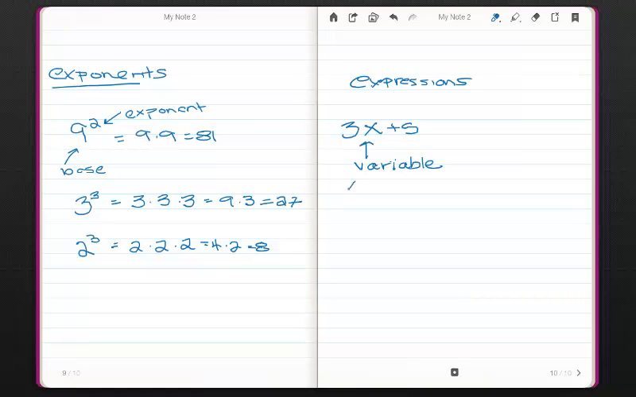So for example, we might want to know what this expression looks like when x is equal to 2. In that case, we would go ahead and plug the 2 in wherever we see an x, and we'd have 3 times 2 plus 5. And now working this out, we get 6 plus 5 equals 11.